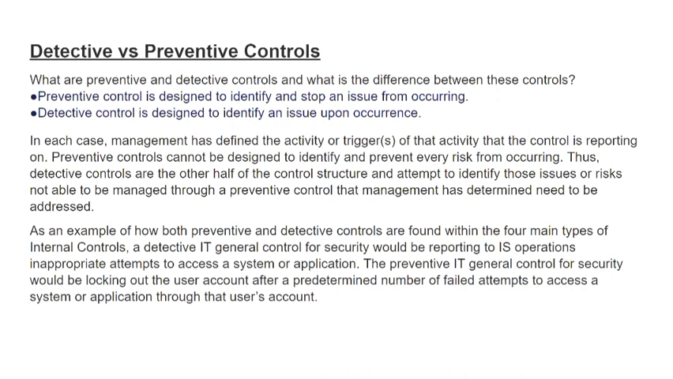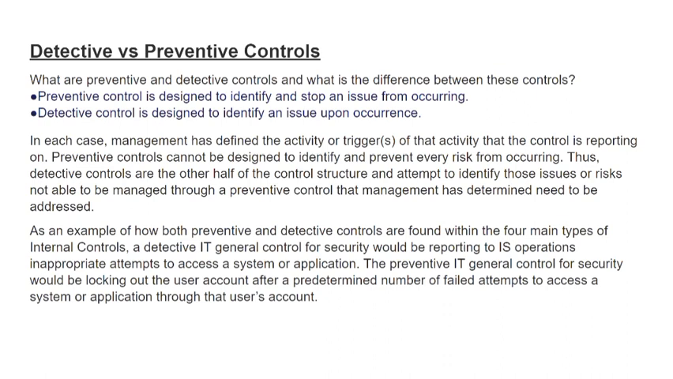Preventive controls cannot be designed to identify and prevent every risk from occurring. Thus, detective controls are the other half of the control structure and attempt to identify those issues or risks not able to be managed through preventive controls that management has determined need to be addressed.